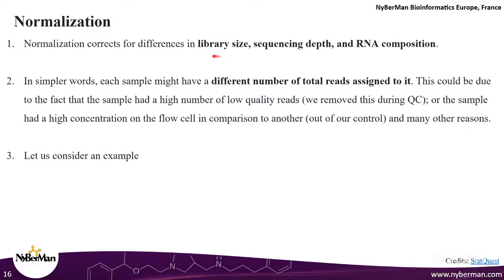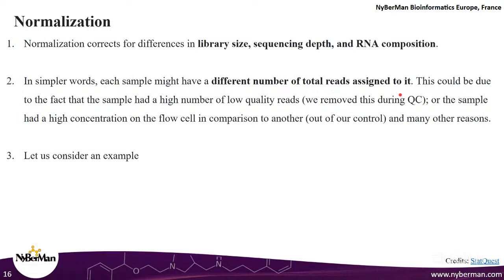It is absolutely fine. But normalization's idea is to correct for differences in library size, sequencing depth, and something known as RNA composition. We will see with an example in a few seconds. Okay. In simpler words, each sample might end up having a different number of total reads assigned to it. That is absolutely fine, right?